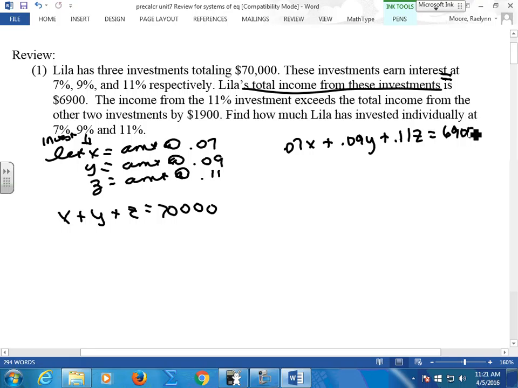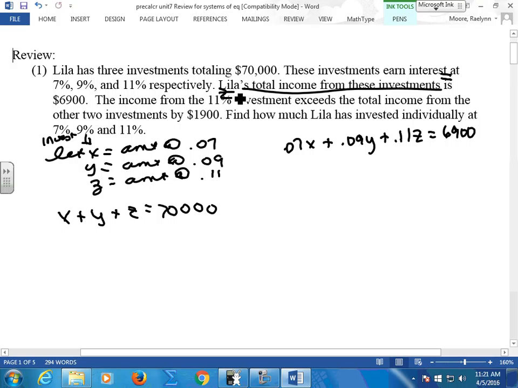That's her interest earned. If you invested $100 at 10%, your interest earned is 100 times 0.10, $10. So since she has these in three separate accounts, we have to take the interest for each one of those and combine them together. So now we have two. So I look a little further. The income from the 11%, which variable did we use for 11? Z.